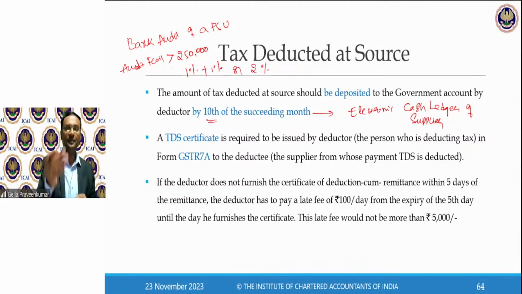I log in, assuming I've raised a bill for 3 lakhs. On 3 lakhs, 3,000. They ask, 3 lakhs is the value you gave a bill for, say, to State Bank of India. I say yes. Once I say yes and file that return, the 3,000 comes and sits in my electronic cash ledger. Wherever there is a delay in filing this particular remittance, there is a late fee applicable, rupees 100 per day, maximum rupees 5,000.